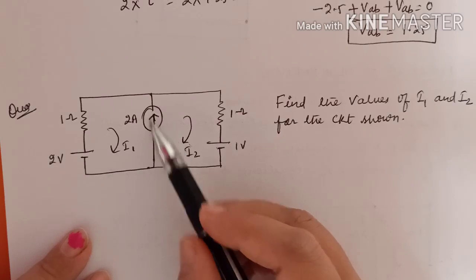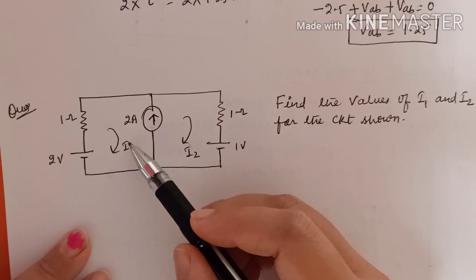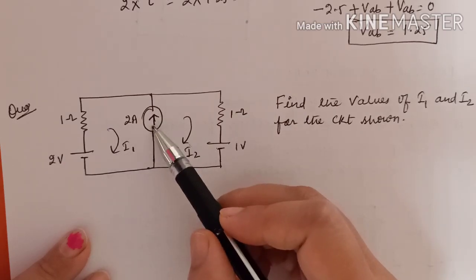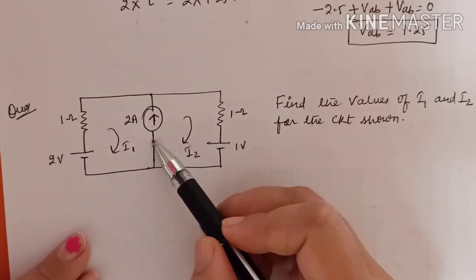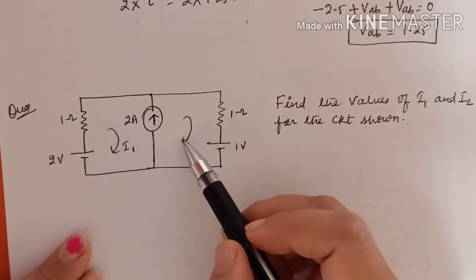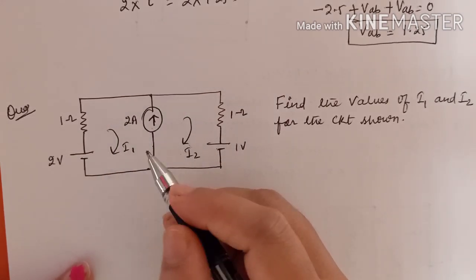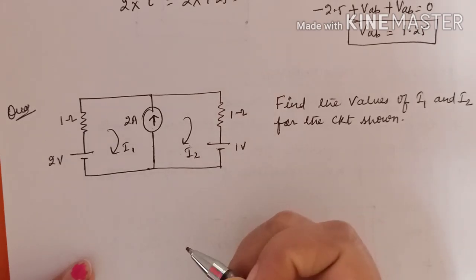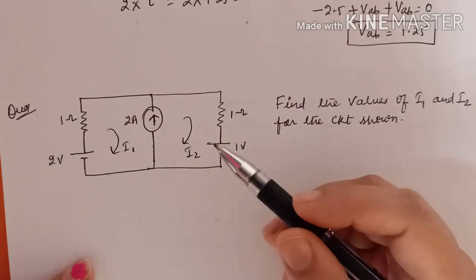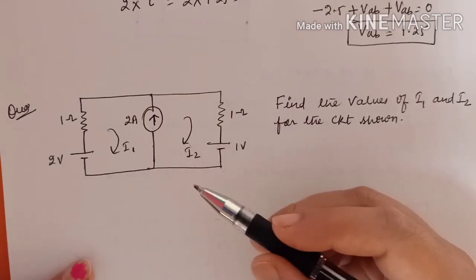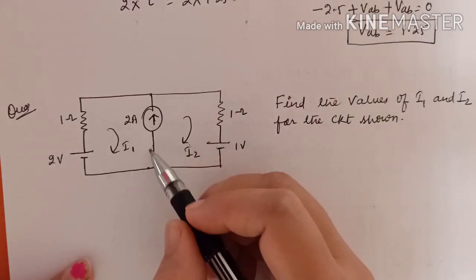But here you can't apply the KVL directly because the voltage across this 2 ampere current source is unknown. You are not knowing the voltage. So you cannot apply the KVL here in individual meshes. So for these types of questions, you need to use the super mesh technique. What is that super mesh technique? In mesh technique, you are using the KVL and Ohm's law. In super mesh technique, you have to use the KVL plus KCL and the Ohm's law. Means KCL also you need to apply here.